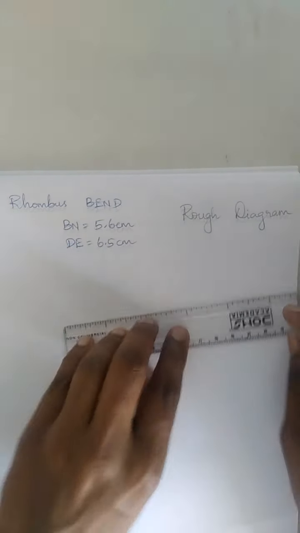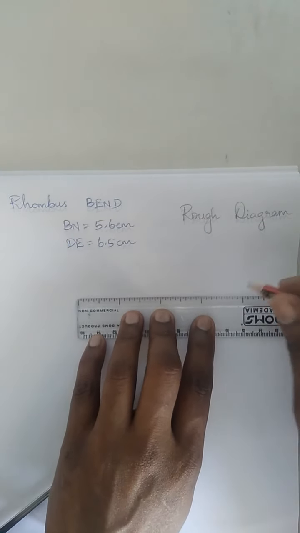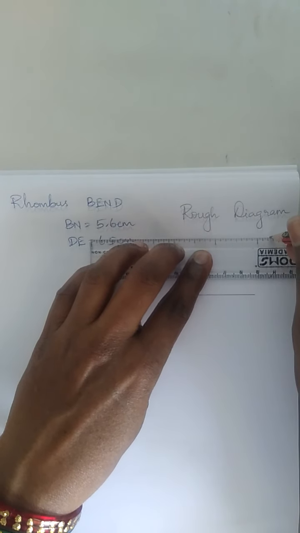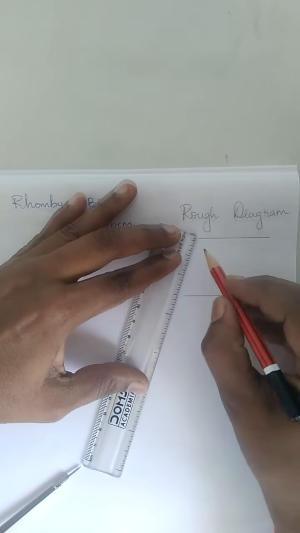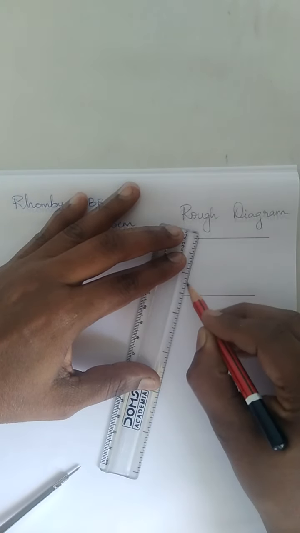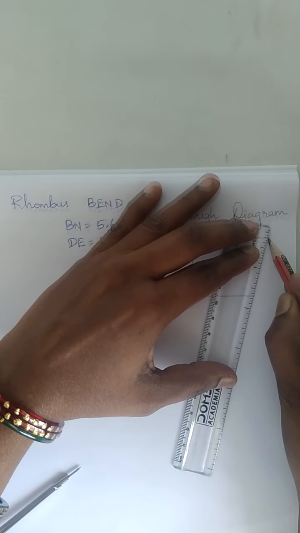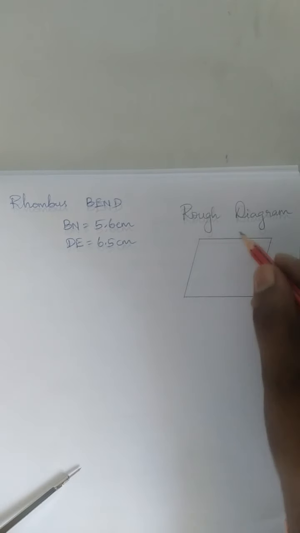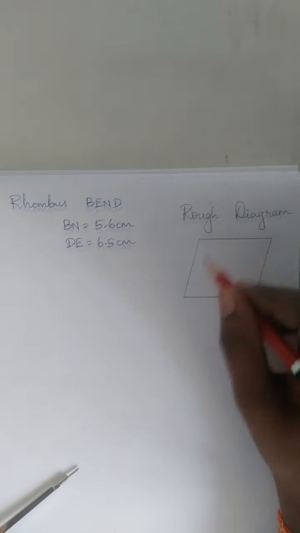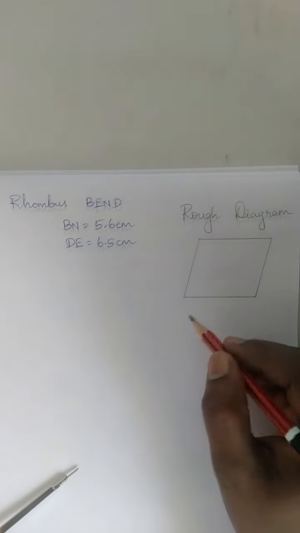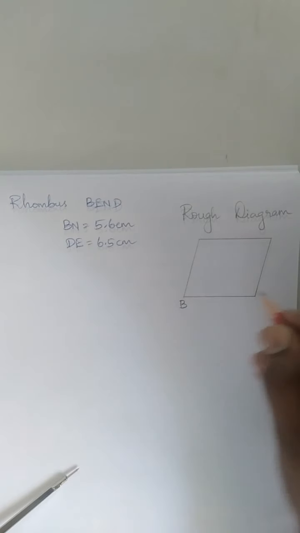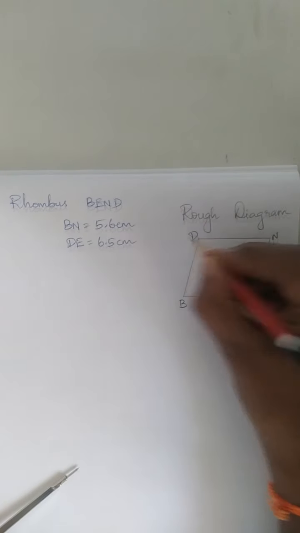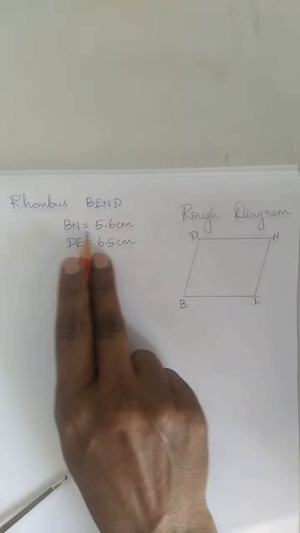It is given clearly a rhombus, so roughly we can draw a rhombus. Rhombus means all the sides are equal in length. So roughly we drew all the sides equal. It is a rhombus. Opposite sides are parallel as well. All the sides are equal in length. And let's give the name of the rhombus: B-E-N-D. Then let's write the measures.